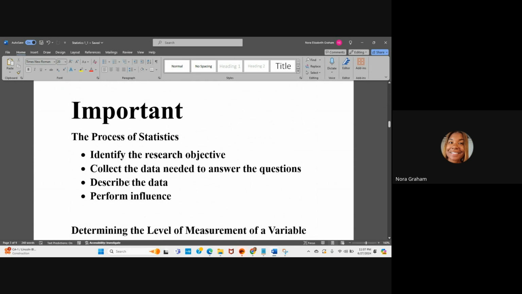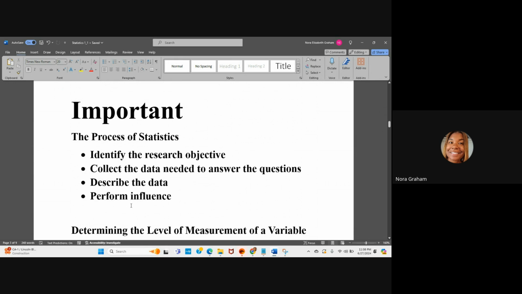The third step is to describe the data. Basically, what are your variables in the data? Are they quantitative? Are they qualitative variables? Is it a sample or a population that you're studying? So you want to define your data and know all your variables in your data.